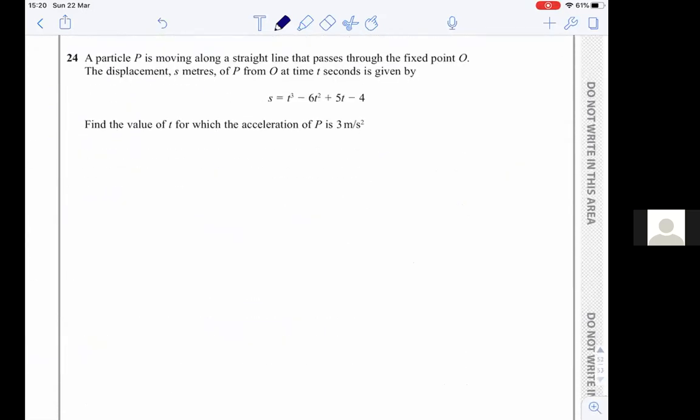Finally, the last one. This is fairly straightforward for a final question. We have displacement in s. Now this might include dy by dx, a bit of differentiation. In this case, it's not dy by dx, it's ds by dt. So to find velocity, we differentiate once, and to find acceleration, we differentiate a second time.